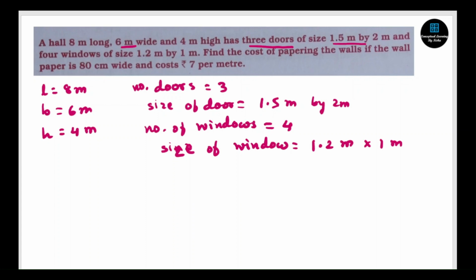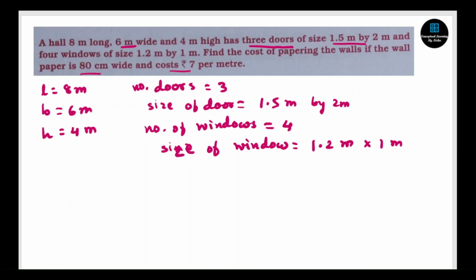Alright. Now we have to find the cost of papering the wall, if the wall paper is 80 centimeter wide and the cost is 7 rupees per meter. Alright. So when you want to paper the walls, means what?